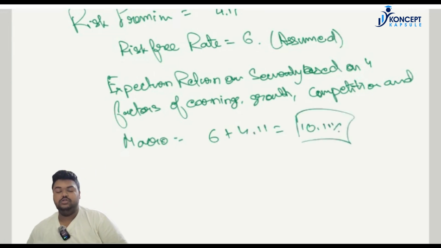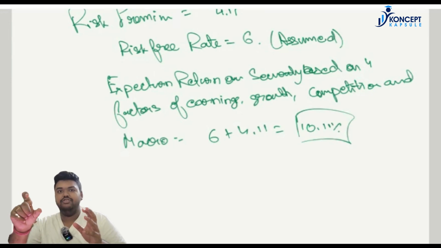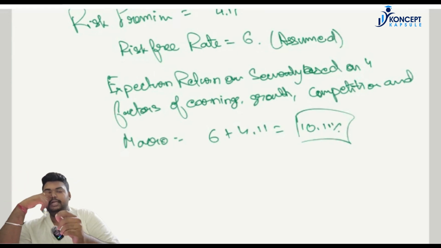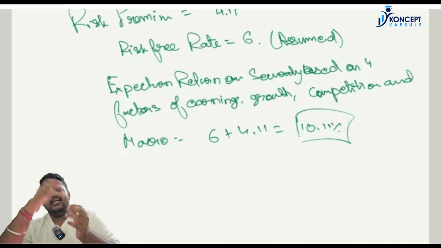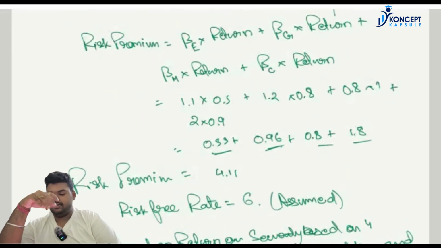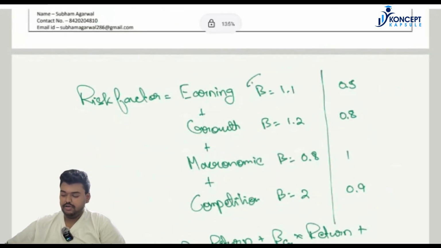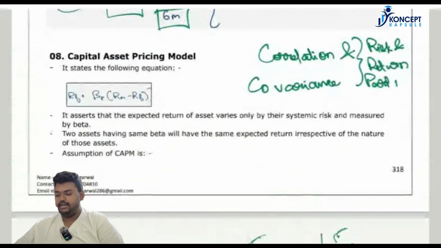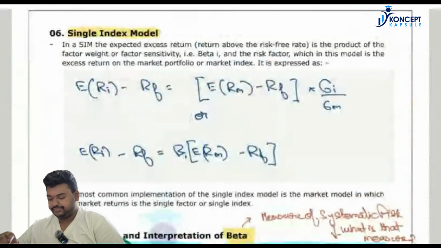Are we clear? Do you understand what we are trying to establish in the multi-factor model? What we are saying is that returns are not based on only one kind of risk factor, but on multiple risk factors. We are assigning a beta for each risk factor, as well as an expected return that it will bring on the security because of that risk factor. Are we clear, guys?